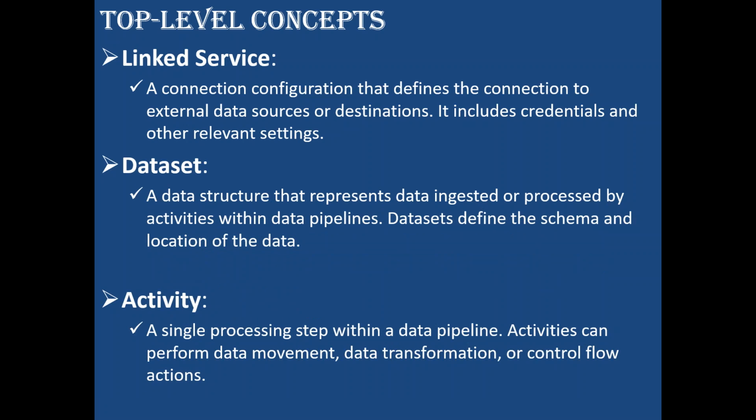A dataset is nothing but a data structure that represents data ingested or processed by activities within the data pipeline. So what data we need to read, right? And how the data needs to be transformed and loaded into the target. Transform means not changing the data, but we can read a CSV and write it as a Parquet. We can read a Parquet and write it as a CSV. A lot of conversions we can do. We can read a CSV and write it as a table. We can read a table and write it as a CSV, and so on.